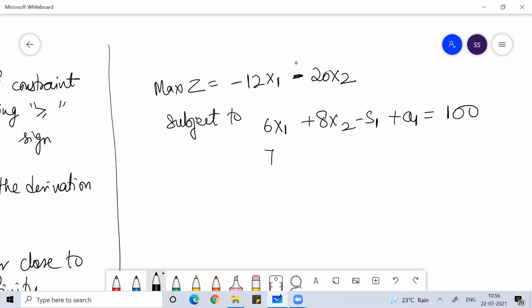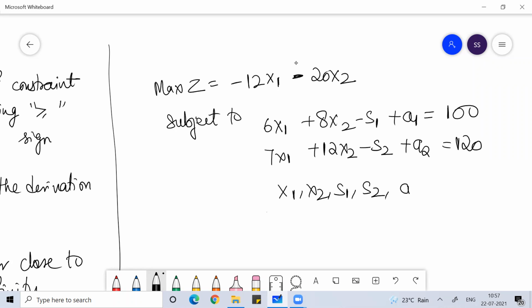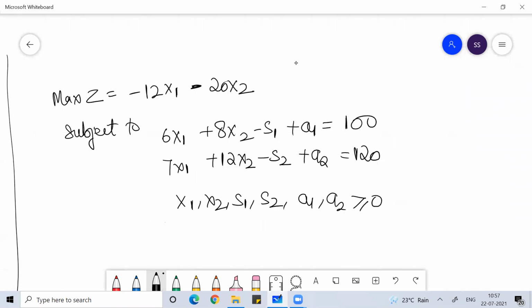Then you can write 7x1 plus 12x2 minus s2 plus a2 equal to 120, where x1, x2, s1, s2, a1, a2 are greater than or equal to 0. Okay, plus 0 s1 plus 0 s2 minus M a1 minus M a2 in the objective. So this will be the way we write them in the standard form.